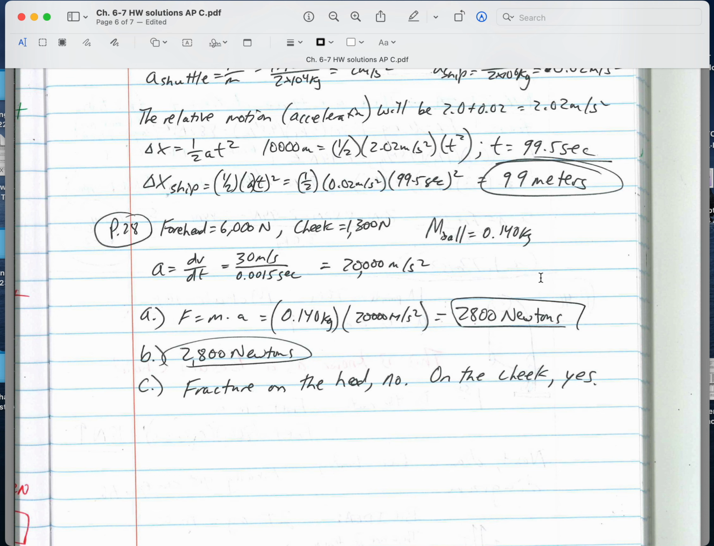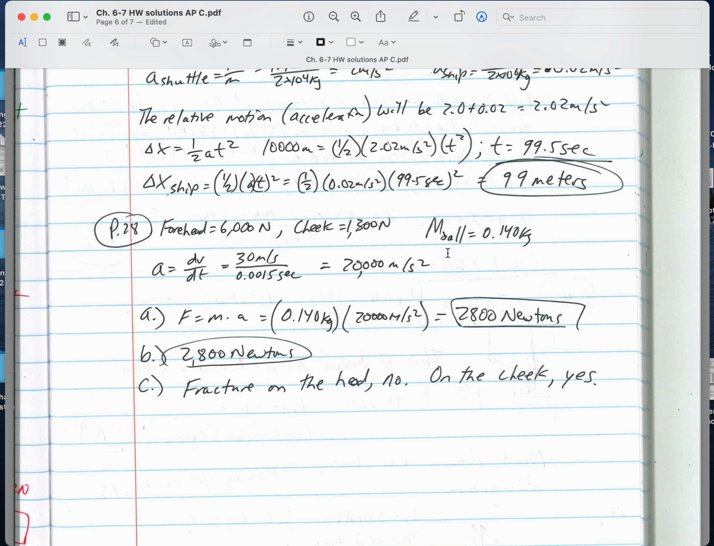You gotta wear a helmet, man. So it says that the forehead can withstand 6,000 newtons and the cheek can withstand 1,300 newtons. There's a ball, a baseball, with a mass of 0.140 kilograms. Could have been a lacrosse ball, who knows. And it goes from 30 meters per second to 0 in about 1.5 milliseconds, so that's 0.0015 seconds.